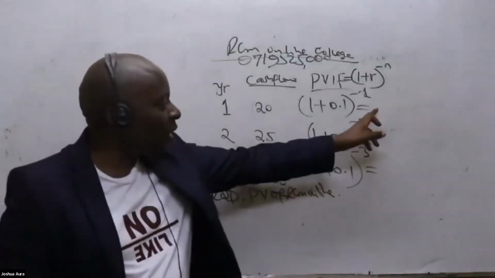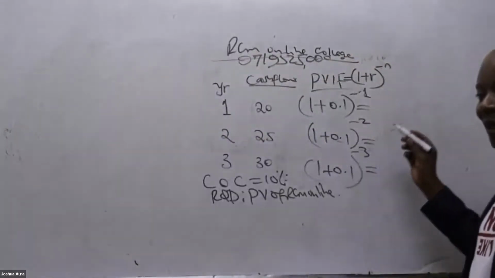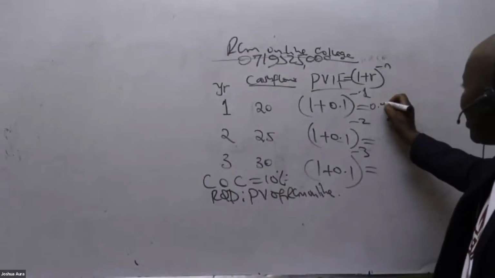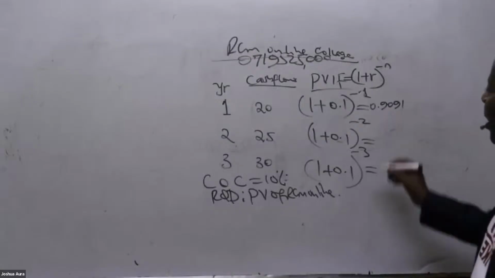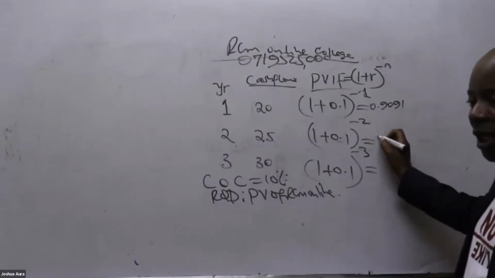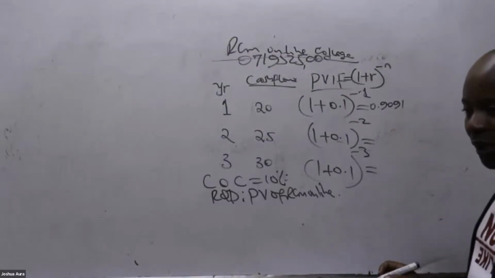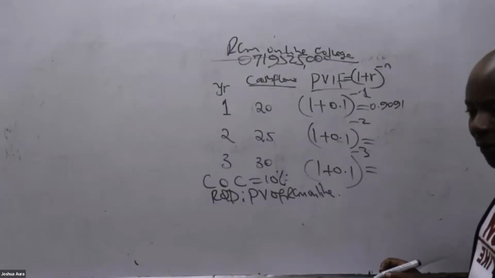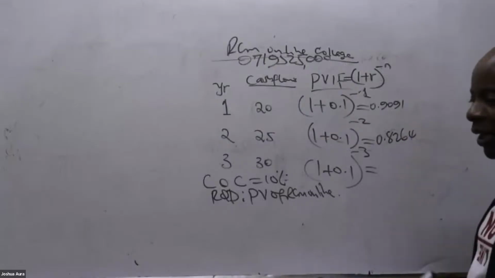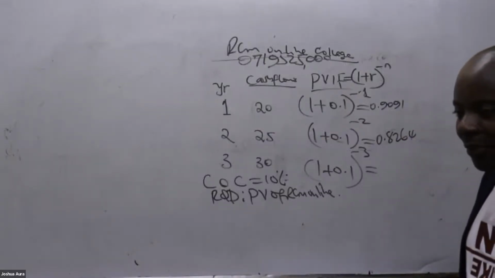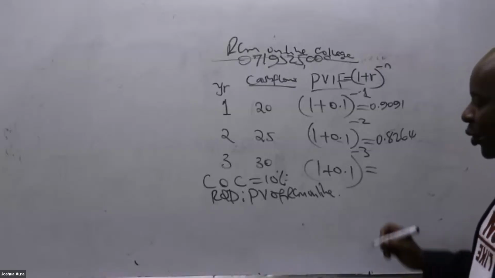Please, that was a commercial break. Could you kindly give me this figure very fast? 0.1991. I hope you guys have calculators, but use Excel. 0.1991. So you come and give me the second one. 0.8264. And then lastly, the last one is 0.7513.